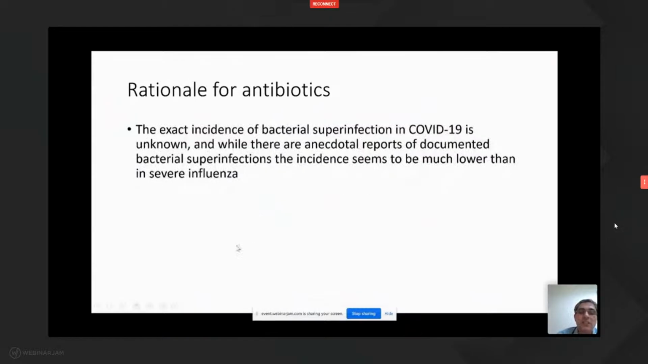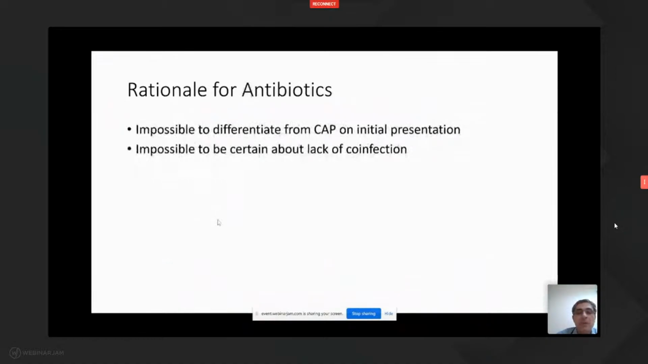And if you're using markers such as procalcitonin, you will find that a negative procalcitonin is almost always less than 0.5, suggesting that there is no secondary bacterial infection or co-infection with a bacteria in this situation, which is causing systemic inflammation for sure. So the rationale for antibiotics is actually not very distinct.